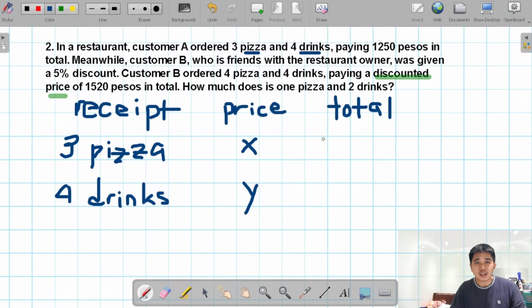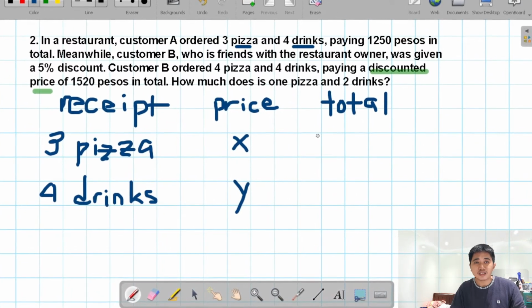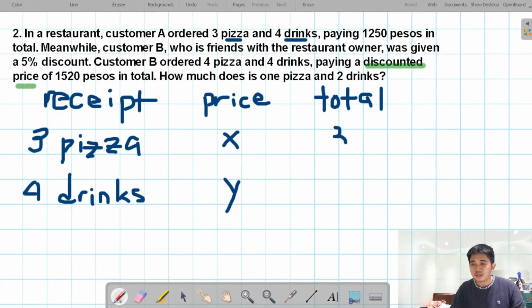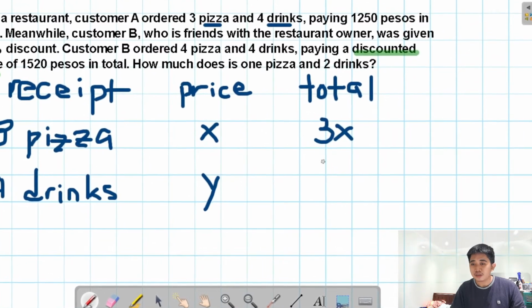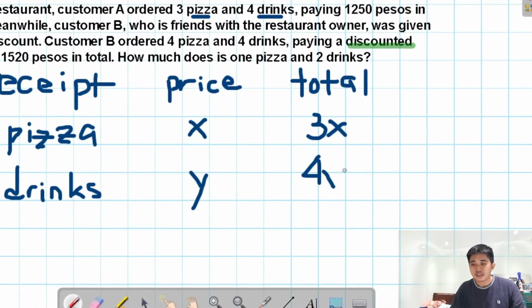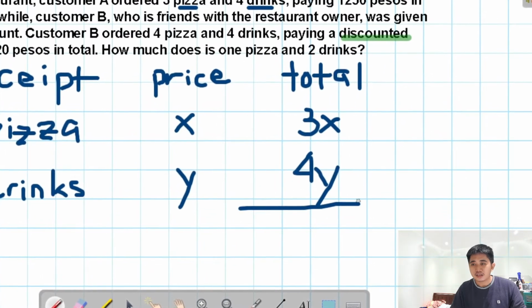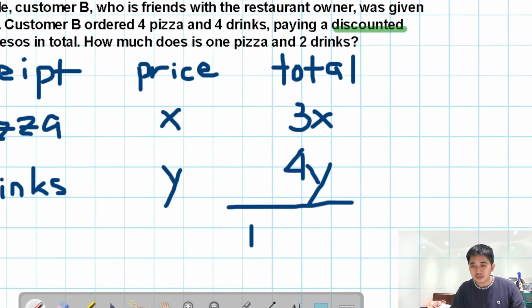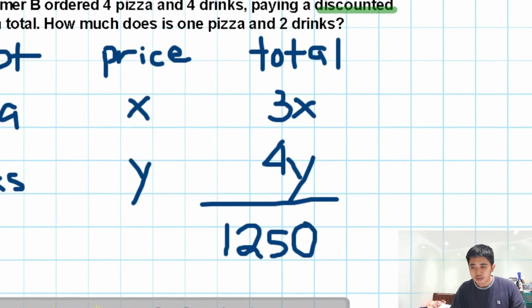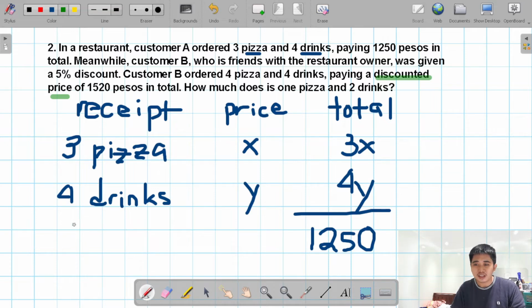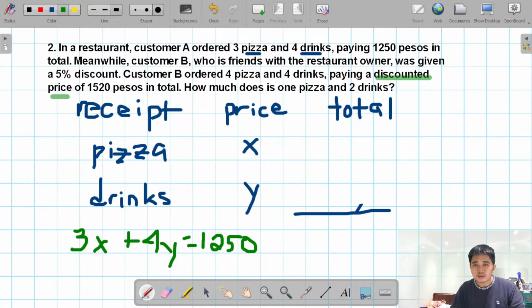The total: we add all the 3 pizzas, so X plus X plus X, or 3X. You have 4 drinks, you add them all up, and it gives me the amount 1,250 pesos. How do we get the total price? We just add this. 3X plus 4Y is equivalent to what? 1,250. And for the second one, the one who knows the owner, given a discount of 5%.